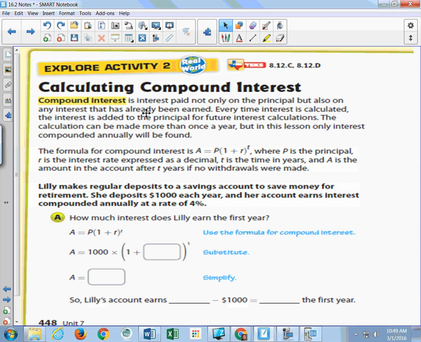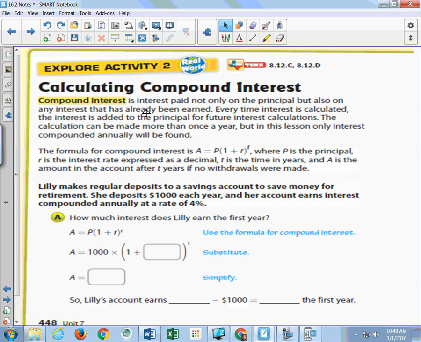All right. So we're going to do compound interest today. It has its own formula. The formula will give you a total account balance. So it says compound interest is interest paid not only on the principal, but also on any interest that has already been earned. So what that means is once you earn interest, it's just being put back into your account, and you're earning interest on that interest.